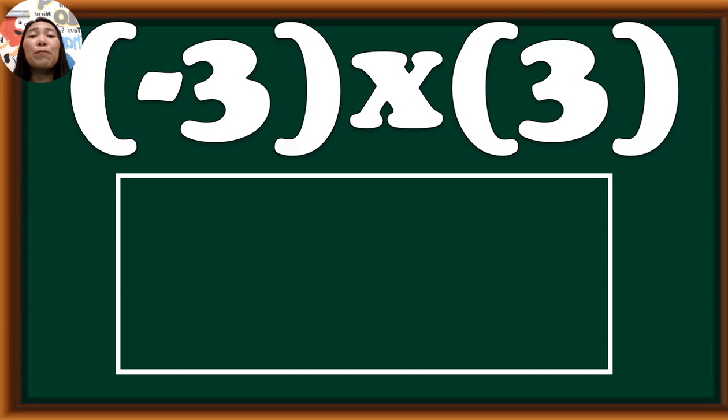And last, because they are different signs, the first one is negative and the second one is positive, they are unlike sign and the answer is negative 9. It's very easy, right?